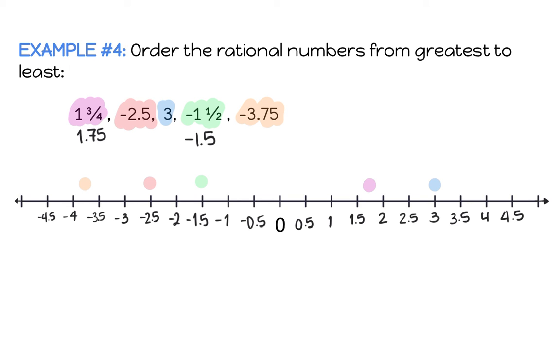Okay, with the number line complete, we need to order from greatest to least, starting with positive numbers, moving to the negative numbers.